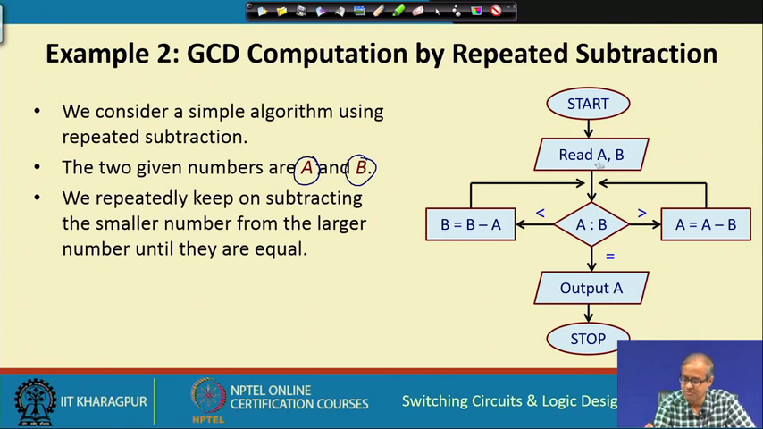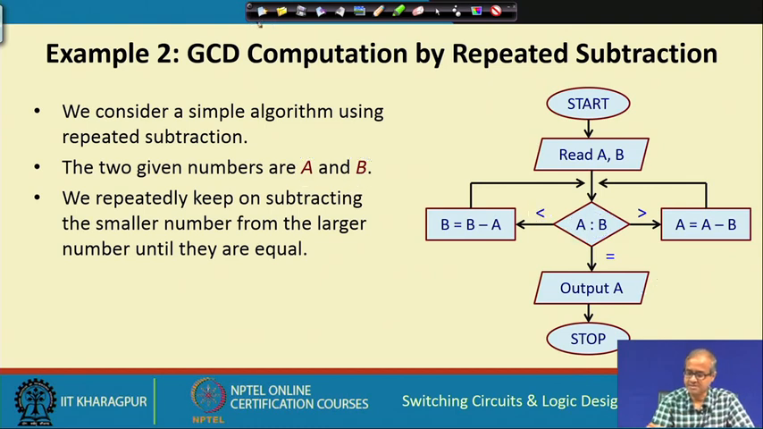That means, you have two numbers A and B, you compare the two numbers A and B. If A is less than B, then you do B equal to B minus A. If A is greater than B, you do A equal to A minus B. But if they are equal, you are done, you can output either A or B as the final result.